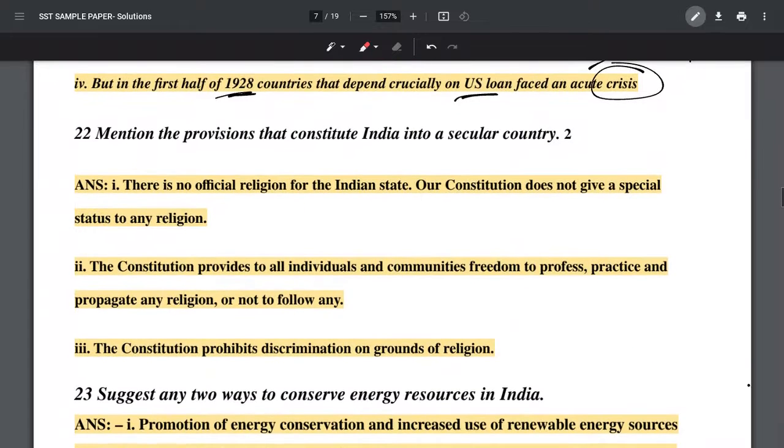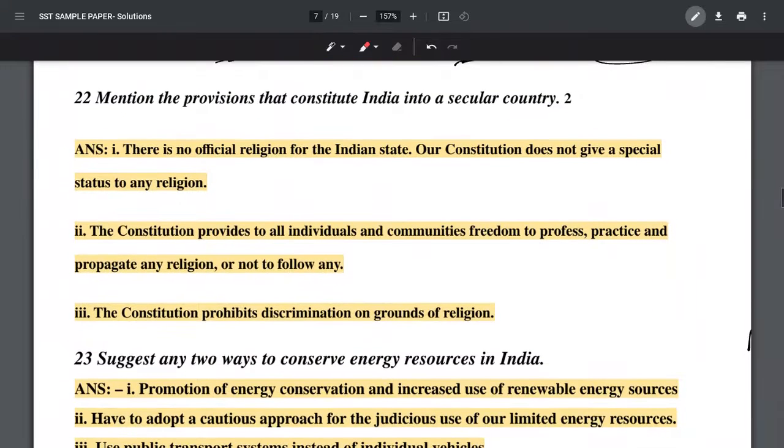Okay, next question. Mention the provisions that constitute India into a secular country. Secular means no specific religion. No specific religion is taken into consideration, right? So what will be the answer? There is no official religion. Why is India secular? Because there's no official religion. It's not like Hinduism or Buddhism is the official religion. There's no official religion for India.